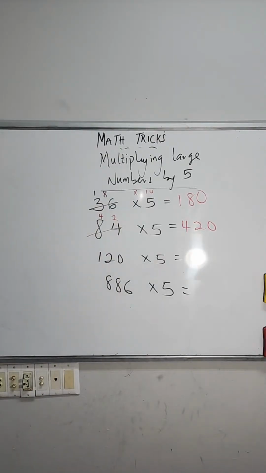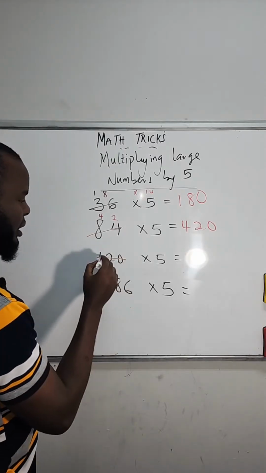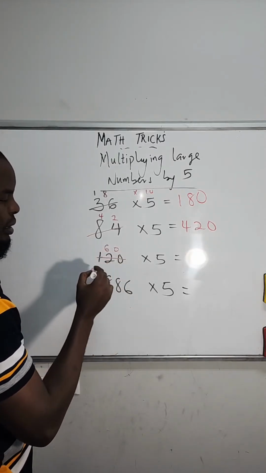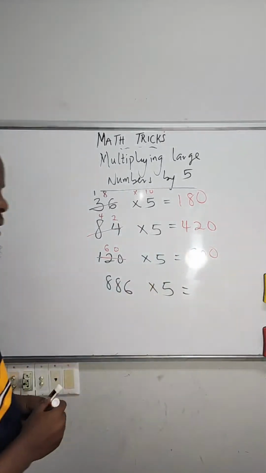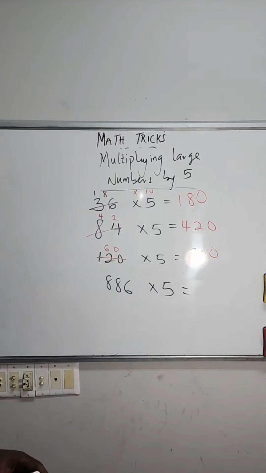So the next one now, we have 120 multiplied by 5. Using the same trick, half of 120 is going to be 60. Add 0 to it, we have 600. The last one, let me see that in the comment section.